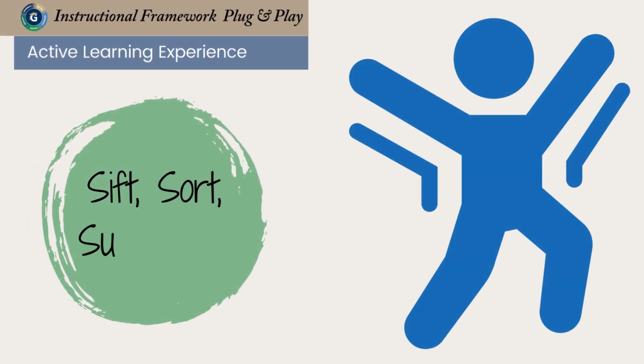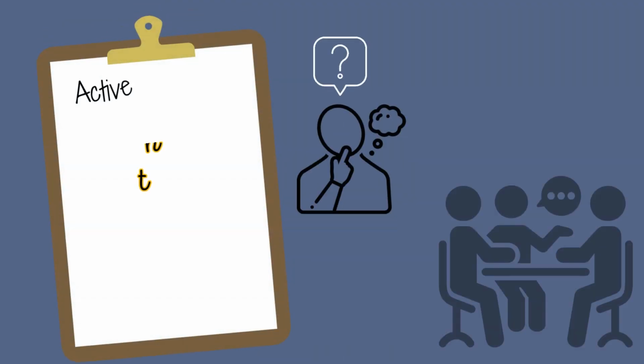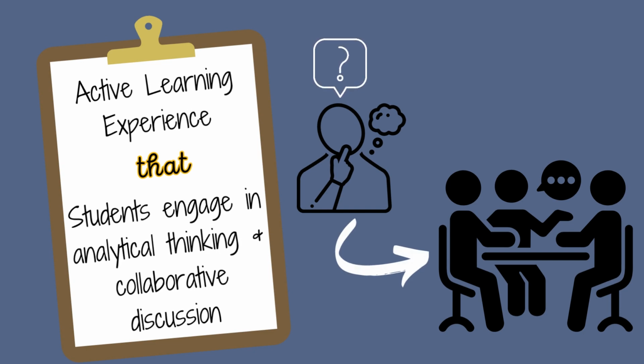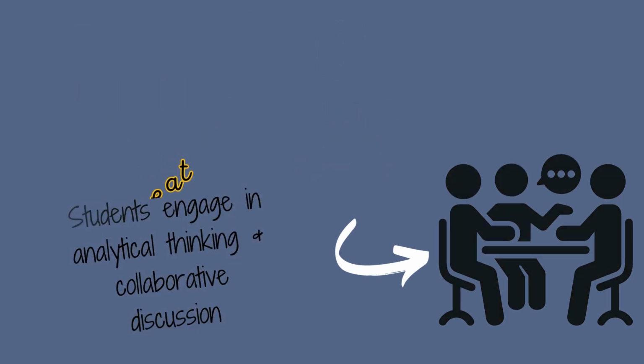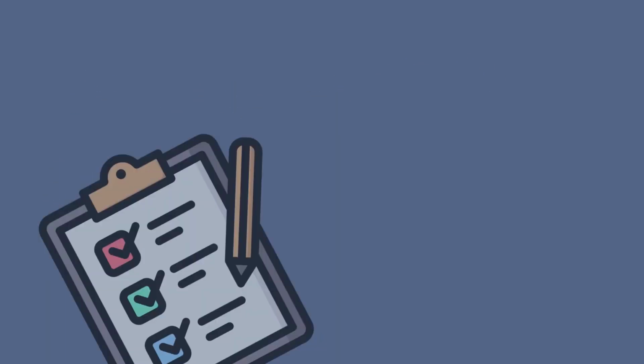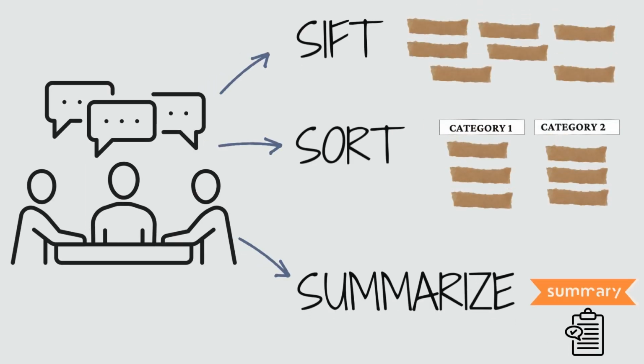Sift, sort, and summarize is an active learning strategy that engages students in analytical thinking and collaborative discussion. This strategy can be used as an effective formative assessment tool to gauge student comprehension of new learning. In this strategy, students will sift through content terms, sort the terms into student-generated categories, and use the categories to summarize content learned.